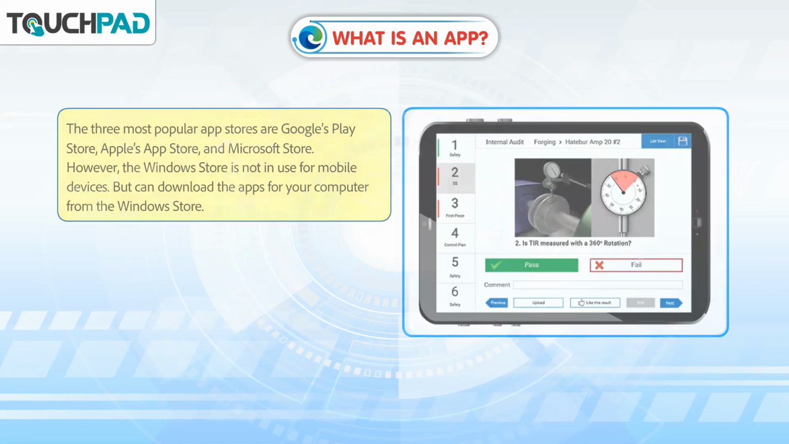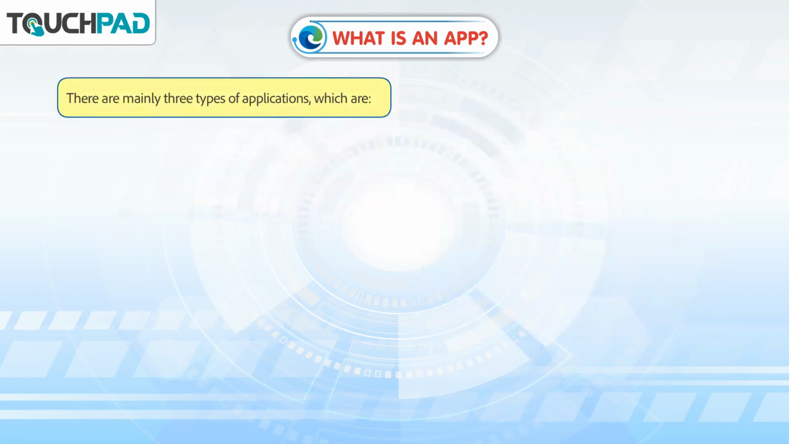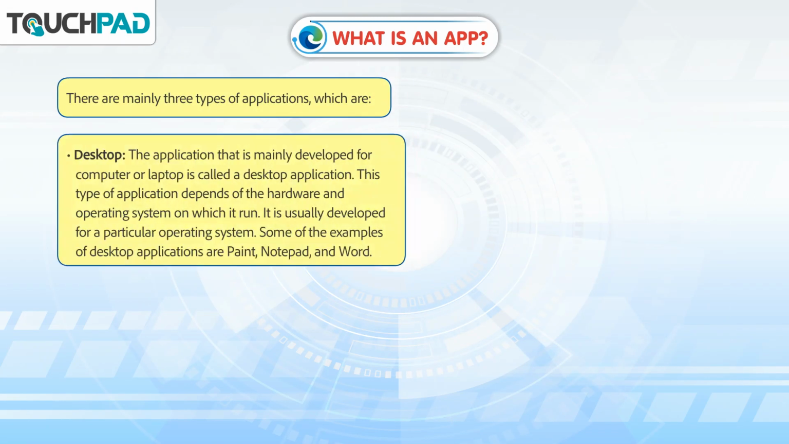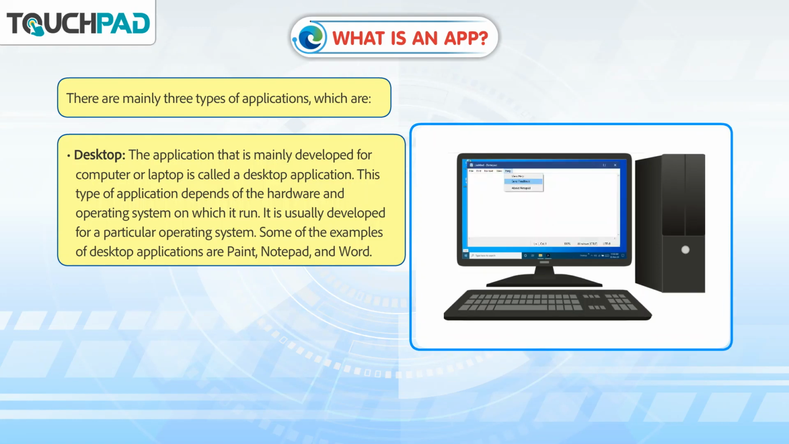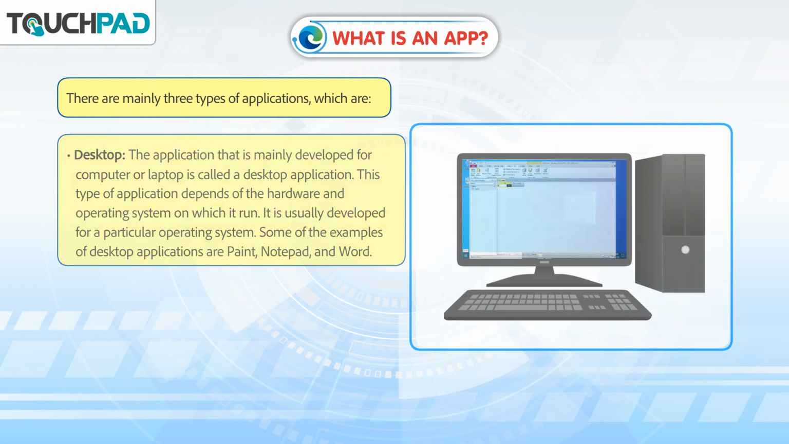There are mainly three types of applications, which are desktop. The application that is mainly developed for computer or laptop is called a desktop application. This type of application depends on the hardware and operating system on which it runs. It is usually developed for a particular operating system. Some of the examples of desktop applications are Paint, Notepad, and Word.